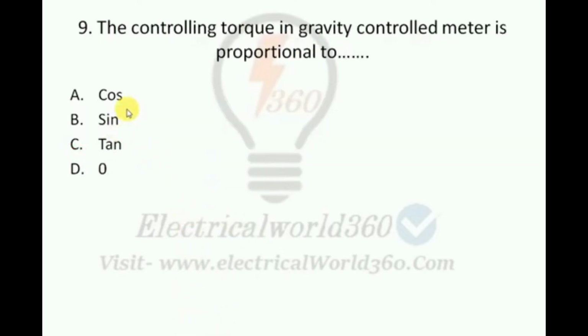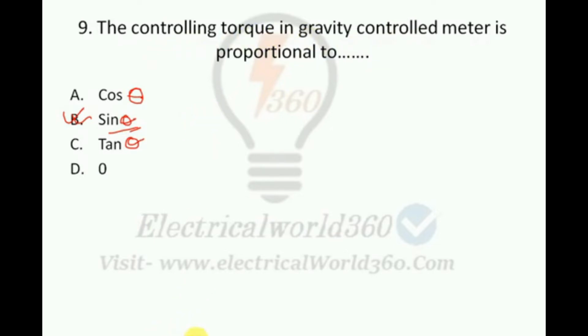This is the question number 9. The controlling torque in gravity control meter is proportional to cos theta, sin theta, tan theta. So the right answer will be sin theta. Controlling torque in gravity control meter is proportional to sin theta.